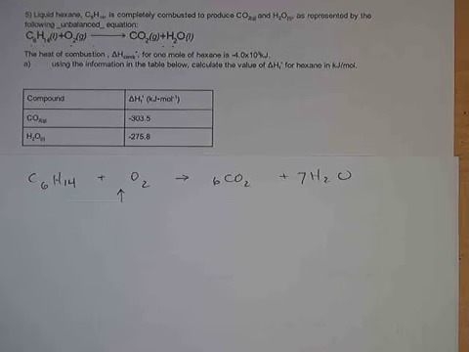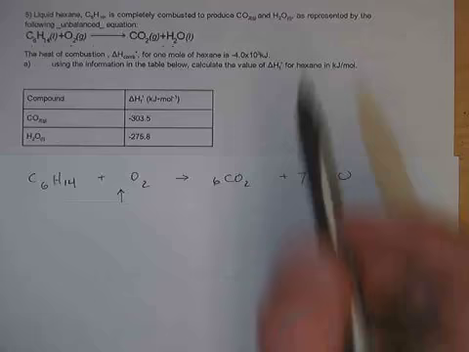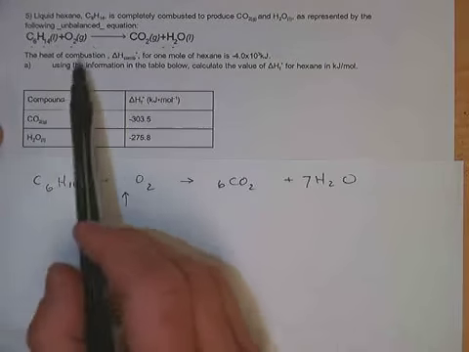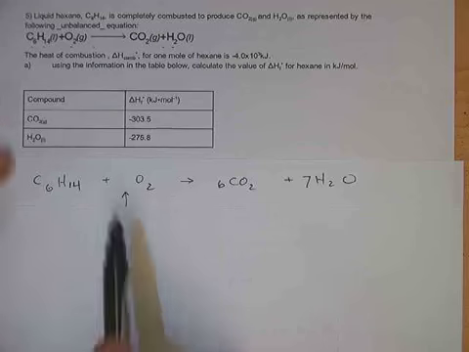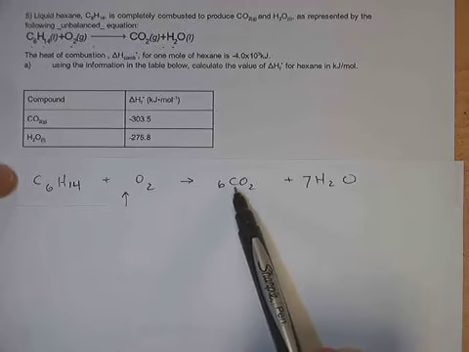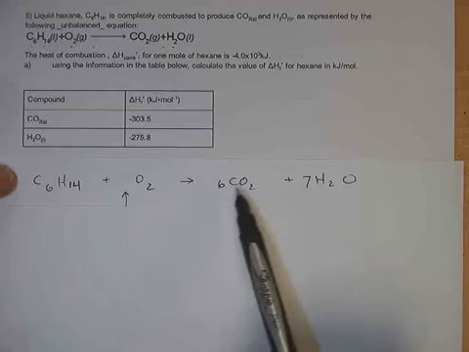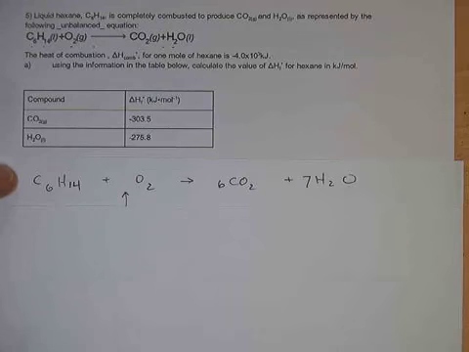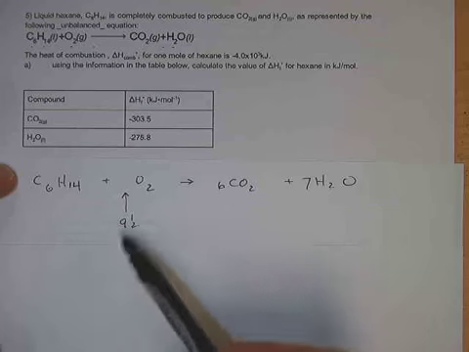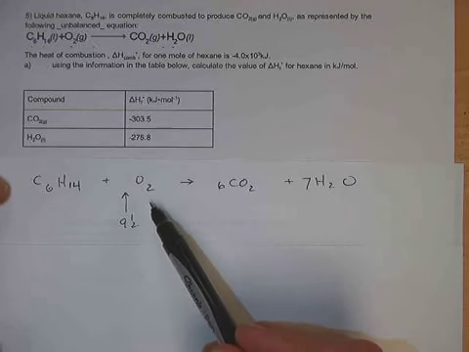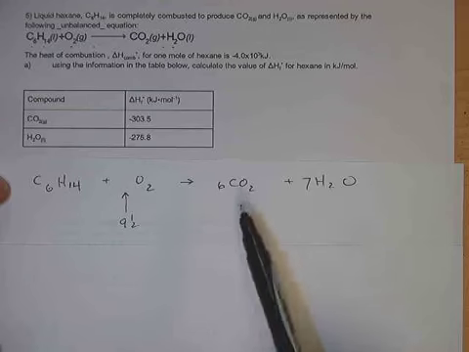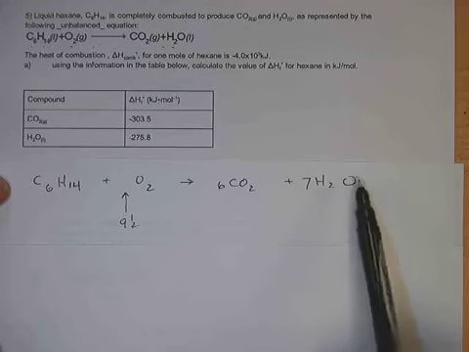In number 5, liquid hexane is completely combusted to produce carbon dioxide and water. Here's the unbalanced equation. First, you have to balance the equation, balance the carbons first, the hydrogen second. You'll notice when you add those together, you get 19.5, so you need 9.5 oxygens right here to balance that. It's recommended that you always balance these carbon, hydrogen, and oxygen.